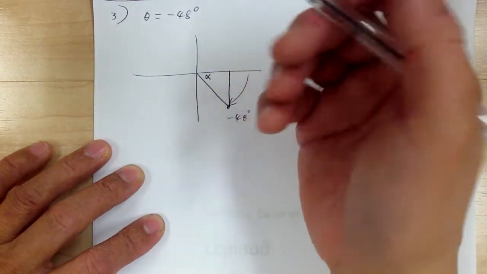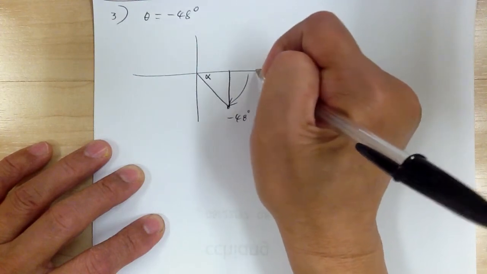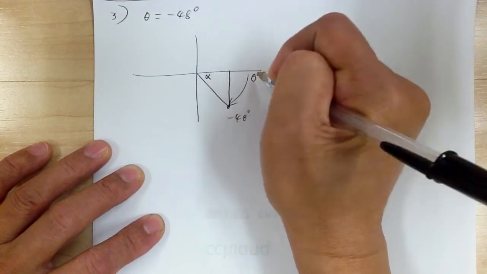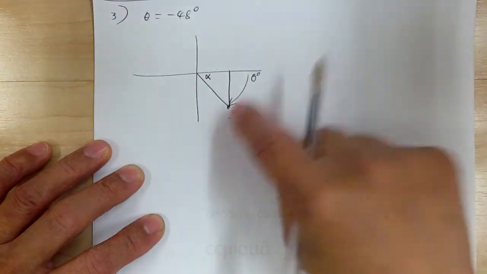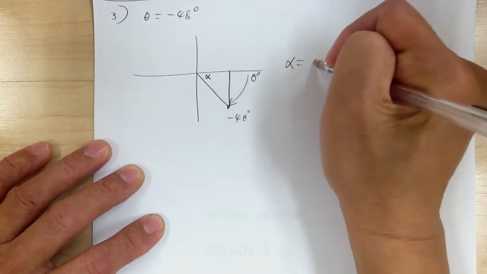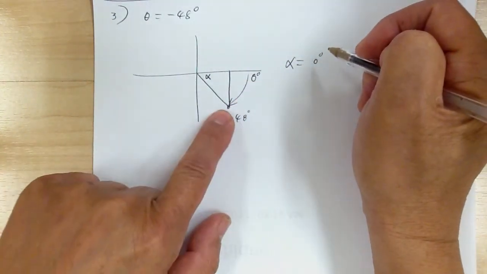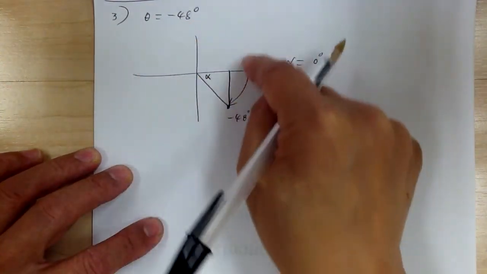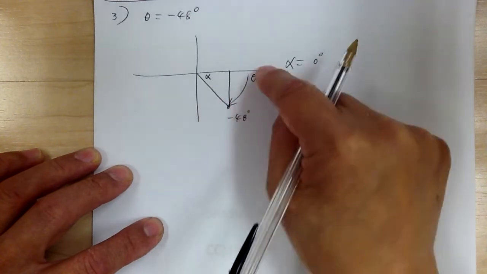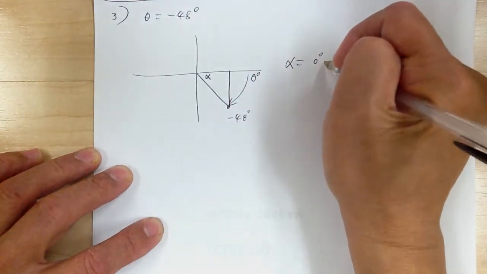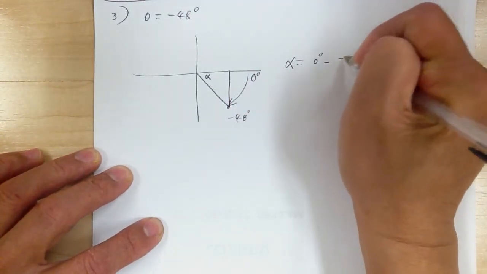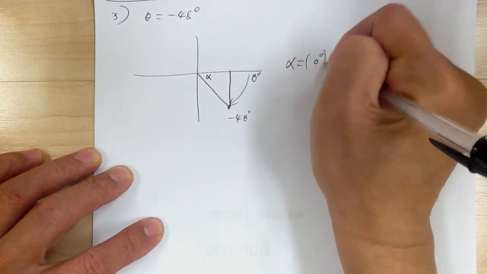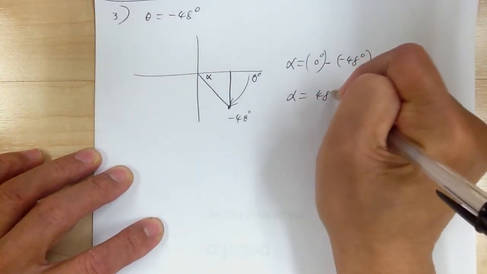But if you don't see that, you can use 0 degrees right over here, as long as this is bigger than this. So alpha equals 0, right? The end minus the beginning. This is the end because the angle is supposed to go this way, so this is the beginning and this is the end. So it'd be 0 minus negative 48. Alpha equals 48 degrees.